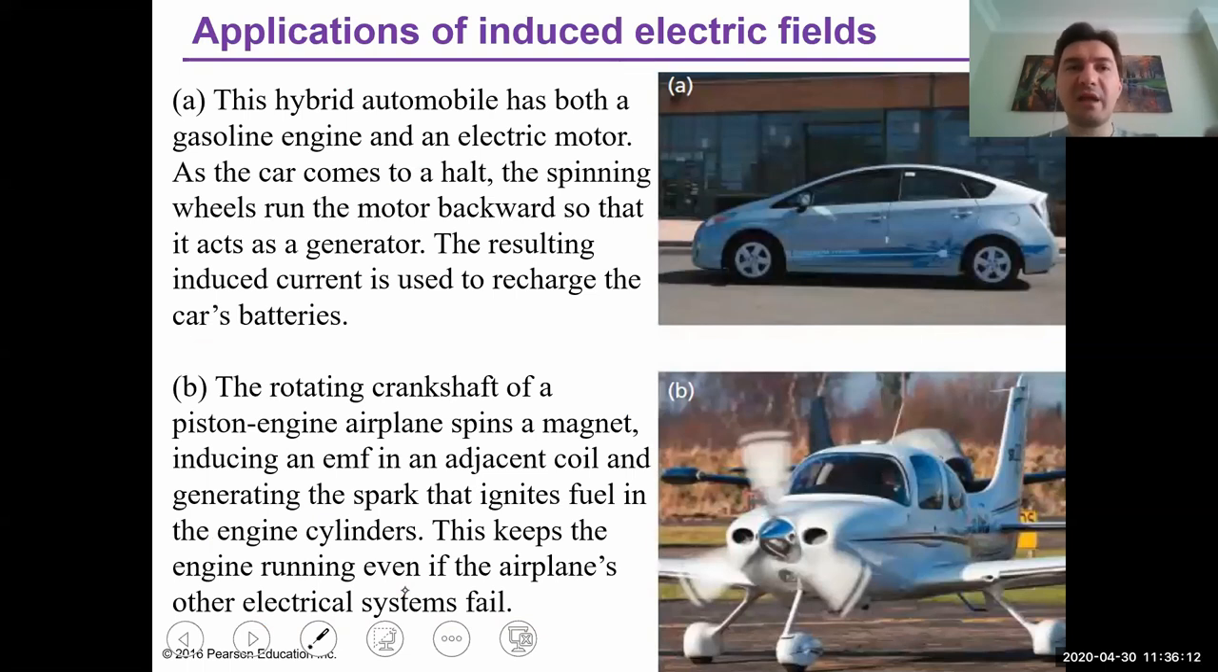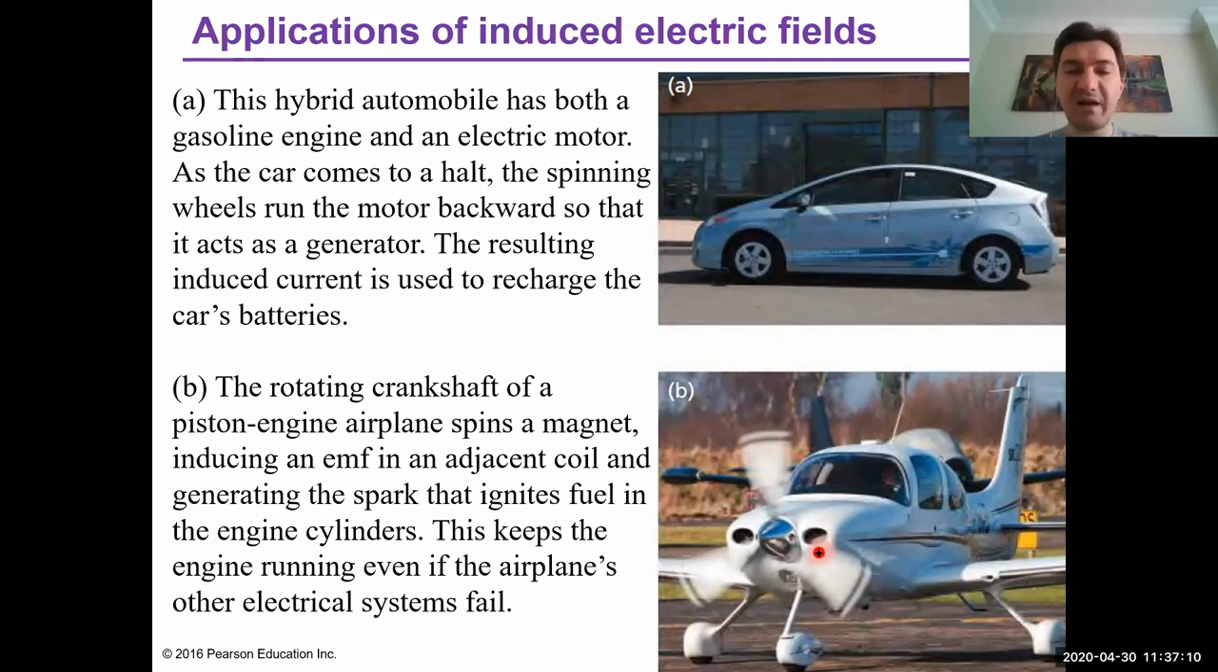Okay, let's talk about applications of induced electric currents. Actually, there are many, many applications. I will show you two of them here. This is a hybrid automobile. It has both a gasoline engine and also an electric motor. So when the car comes to a halt, the spinning wheels run the motor backward so that it acts as a generator. Then the resulting induced current is used to recharge the car's batteries located on the bottom of the car. So this is the general idea behind hybrid cars.